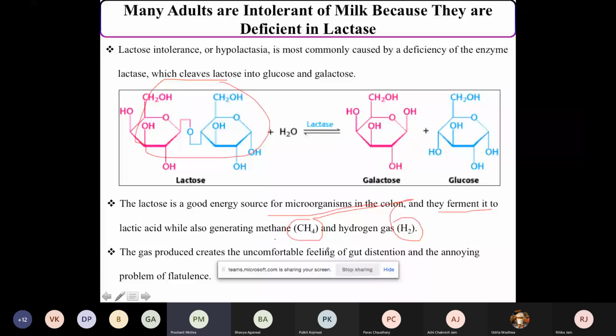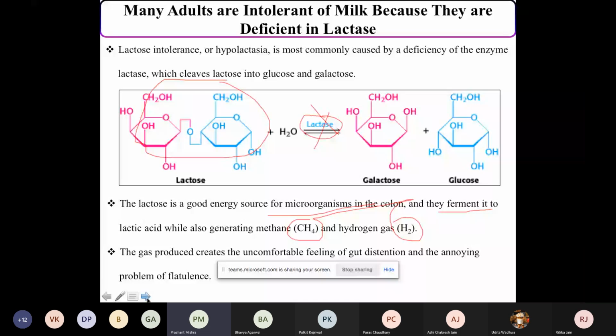And that's why those who lack this lactase enzyme have problems in metabolizing lactose, and they have problems in their stomach or gut, and that causes flatulence. This is because of the lack of this enzyme. If lactase is absent, lactose will accumulate and the problem occurs.